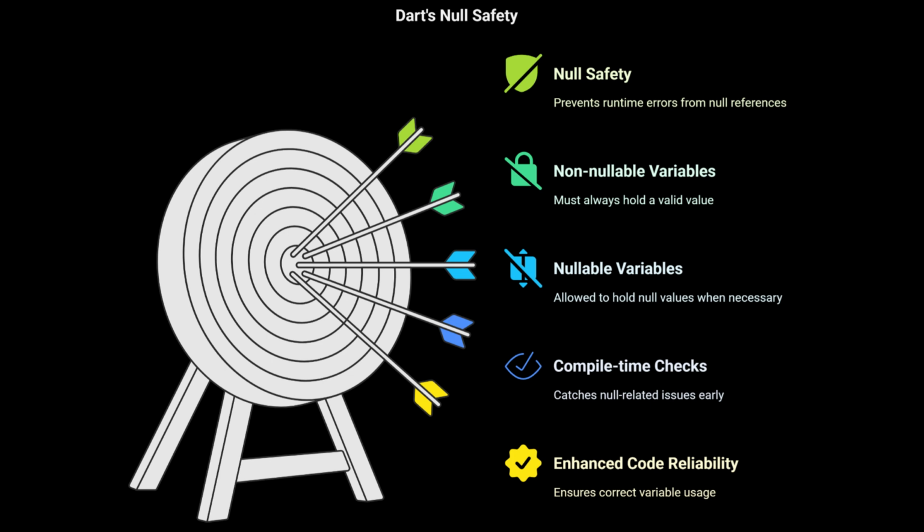Dart's compiler also performs compile time checks. This means that any potential null-related issue is caught while we are writing the code rather than showing up later during execution. These early warnings help us fix issues before they become real bugs. And finally, all of this leads to enhanced code reliability. With null safety, our code becomes more predictable, easier to maintain, and less likely to fail unexpectedly. It helps enforce correct usage of variables across the entire project. So, in short, Dart's null safety is not just a nice-to-have feature, it's a major step toward building robust, error-free applications.